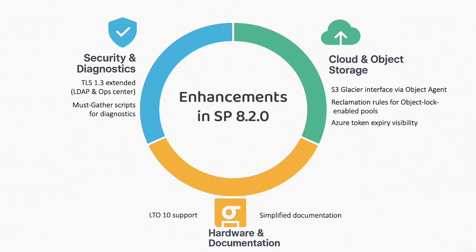In this release, IBM has also focused on simplifying documentation. Operations Center documentation is now fully integrated into the main storage product documentation set, and there is now one unified What's New section for the entire IBM Storage Protect family. No more jumping around different pages. It's clean, organized, and much easier to navigate.